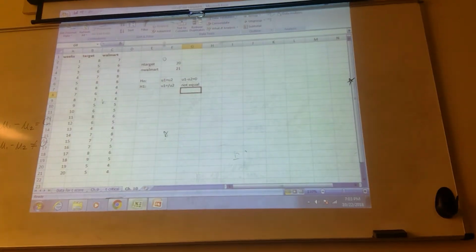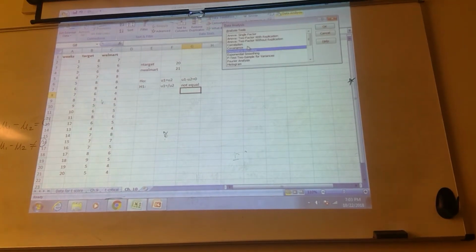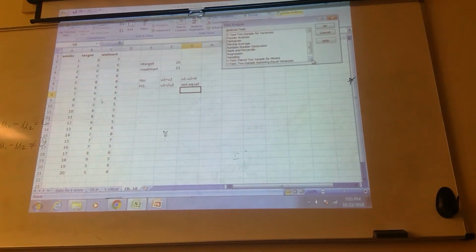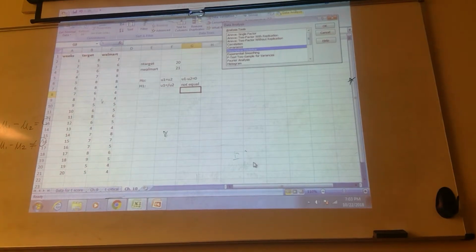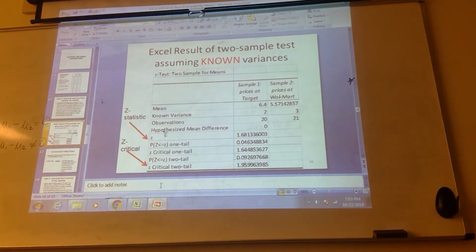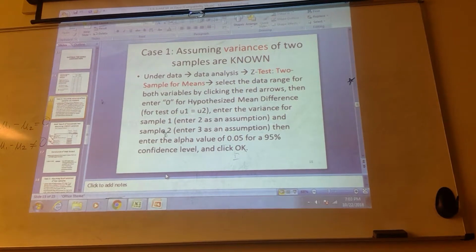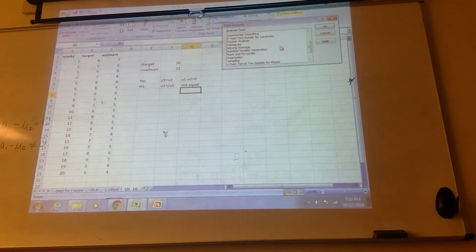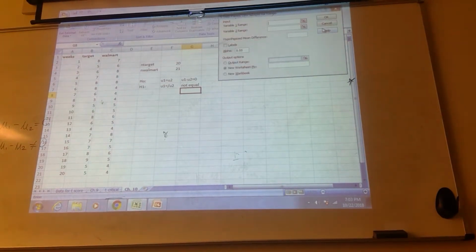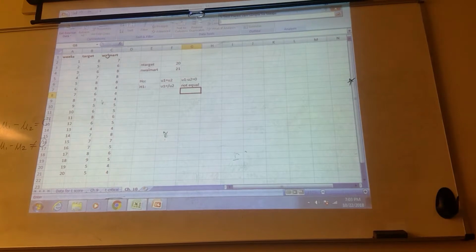So let's go back to here, go back to data analysis. We are going to do the Z test. Ooh, paired sample for the mean. Does it say Z test? Oh, what do I do now? It doesn't say it here. Okay, maybe sample means. So you're going to do the T test for 2 sample means, okay? So variable range 1.